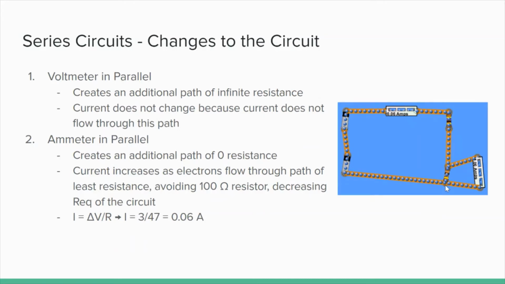First change was putting a voltmeter in parallel. This would create an additional path of infinite resistance, so the current wouldn't change because the current would just not flow through that path and rather just go through the 100 ohm resistor.